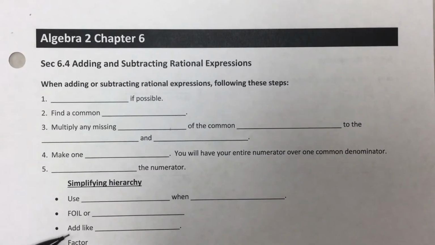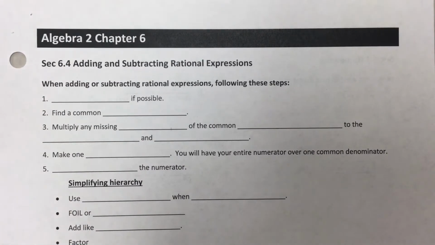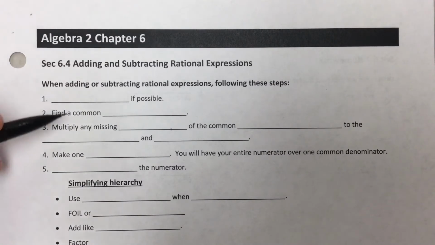As we get to one of our last sections of this chapter 6, we're talking about adding and subtracting rational expressions. So adding and subtracting is actually the most difficult, but if you follow the steps, it does make it a little bit easier. So let's go ahead and start. When adding or subtracting rational expressions, follow these steps.